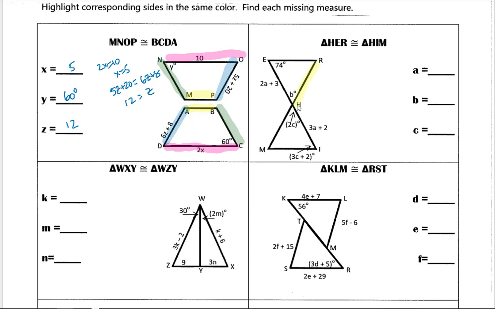Same idea with HER and HIM. HE goes with HI. ER goes with IM. And HR goes with HM. So each one gets its own color. That helps us match it up.